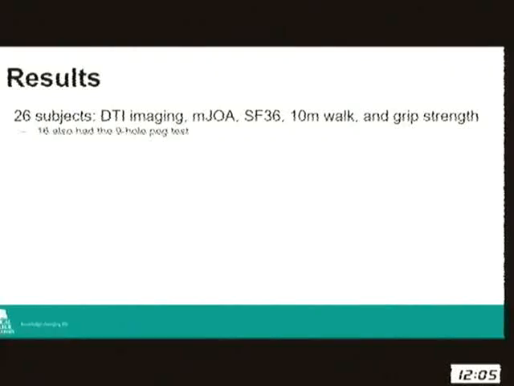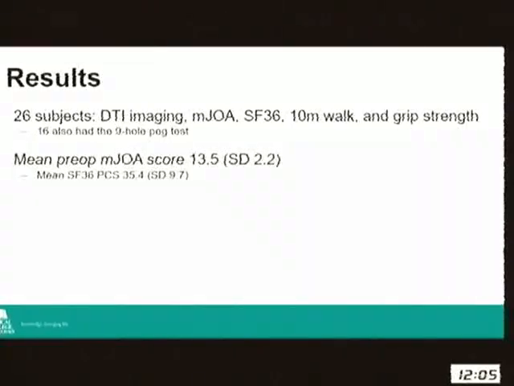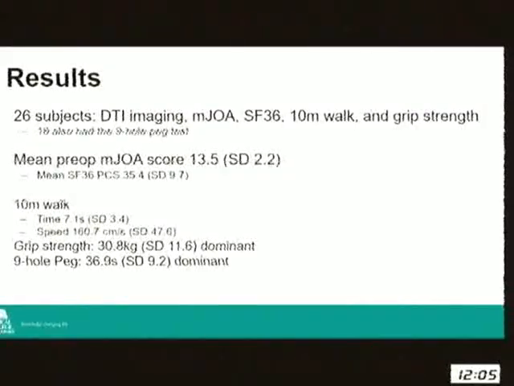So we enrolled 26 patients, and of these, 16 also had the 9-hole peg test. The mean preoperative scores, the MJOA was 13.5, the SF36, 35.4, and these really indicate a moderate level of disability. And the same thing with the 10-meter walk, grip strength, and 9-hole peg test. These are the baseline scores, again indicating a moderate level of disability.